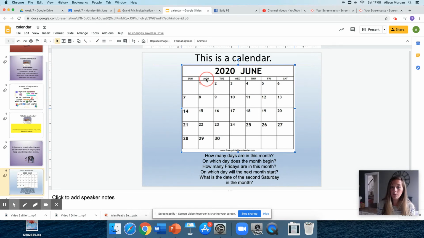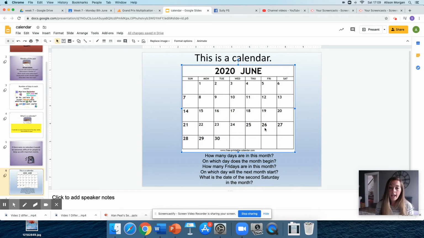Make sure you remember capital letters, please, for the days of the week and for the month, because they are all proper nouns. How many Fridays are in this month? So I'm going to go across to Friday and then I'm going to count how many Fridays there are. There are 1, 2, 3, 4. There's no number here, so I don't count it. There are 4 Fridays in the month of June.